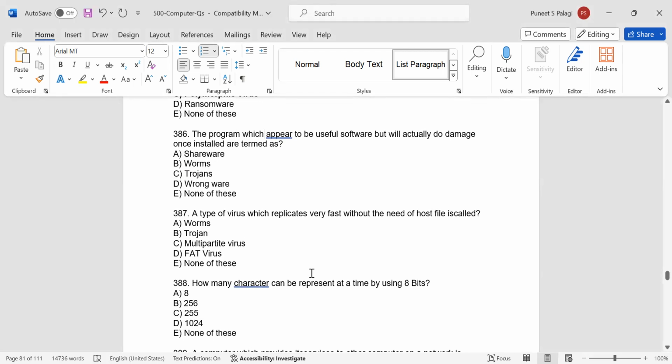The programs which appear to be useful software but will actually do damage once installed are termed as the programs which appear to be useful but will actually do the damage once installed. These are Trojans.